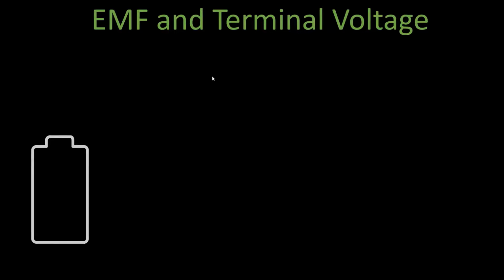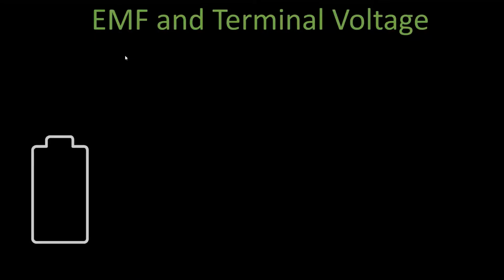In this video, we will be learning about the electromotive force and the terminal voltage of a battery. So here we have a battery. We know that a battery produces electrical energy using a chemical reaction. So chemical energy is converted to electrical energy. Such a source of electrical energy produces an electromotive force.